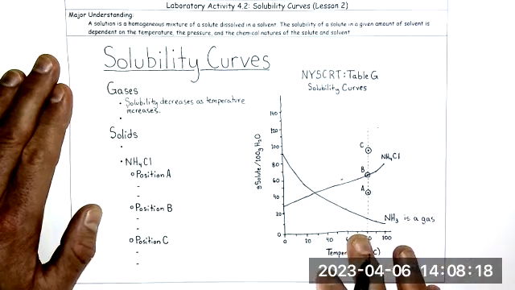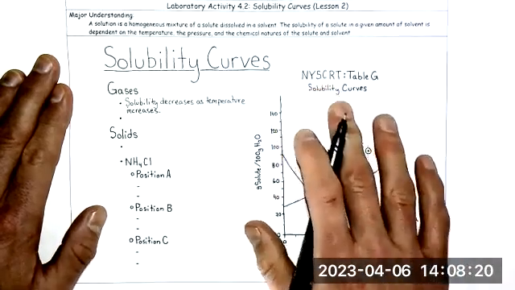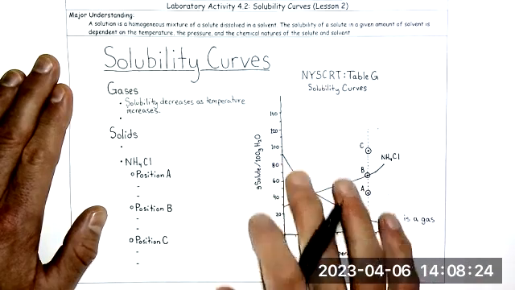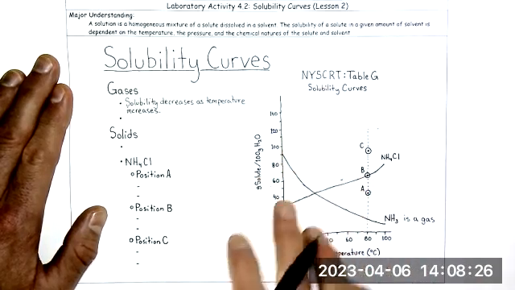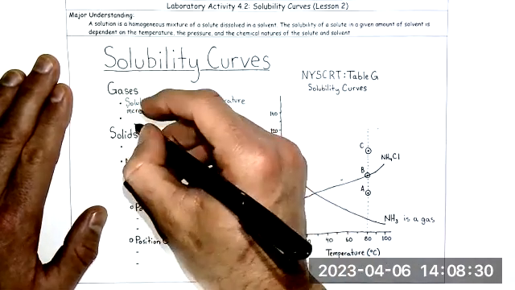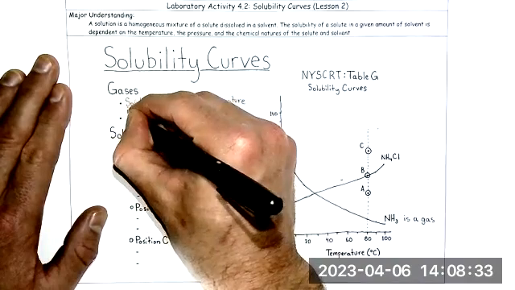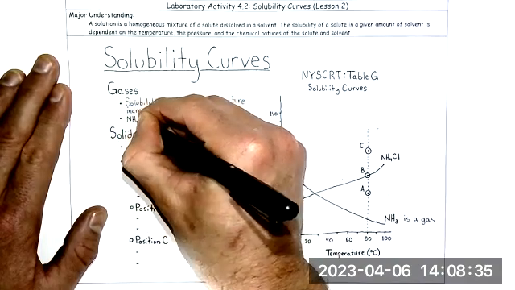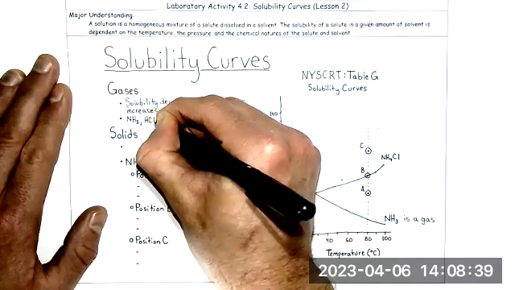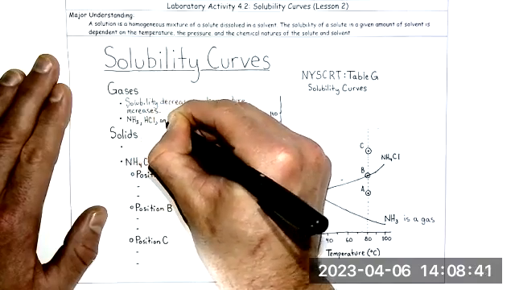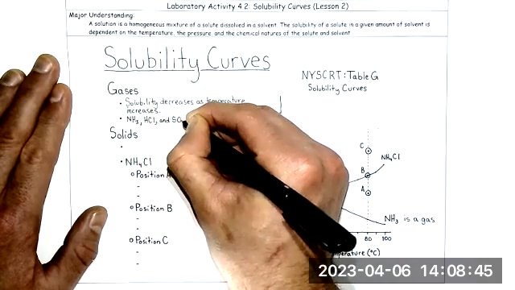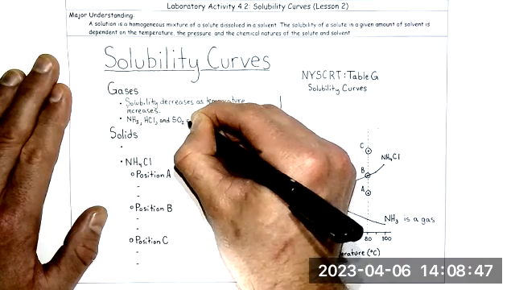Okay. So on the table in the New York State Chemistry Reference Table, there's actually two other curves that follow the same pattern. That is, temperature increases, solubility decreases. And so the three substances that show this trend are NH3, HCl, and SO2. And the reason they show this trend is because they're gases.